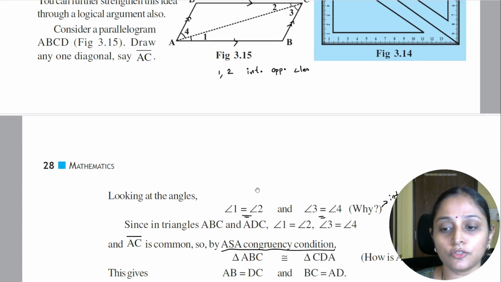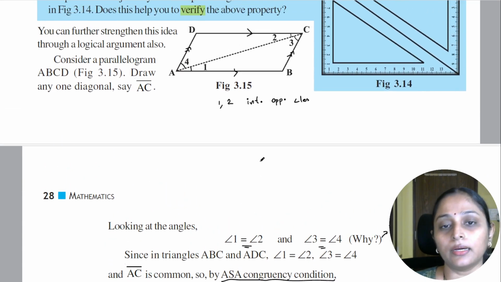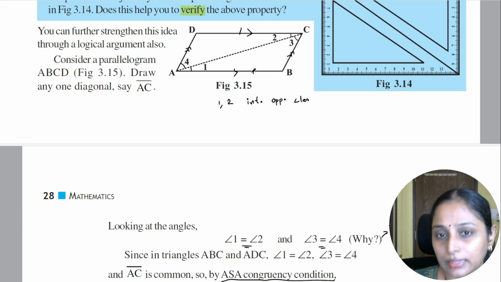Now, because these two triangles are congruent, I can conclude that AB is equal to CD. Why? Because now see, in the first triangle, AB is opposite to angle 3 and DC in the second triangle is opposite to angle 4. These are the corresponding sides. So AB is equal to CD.